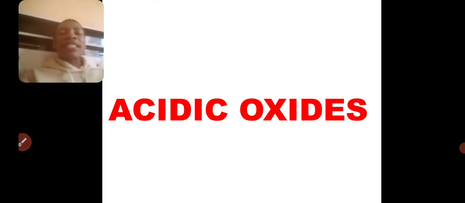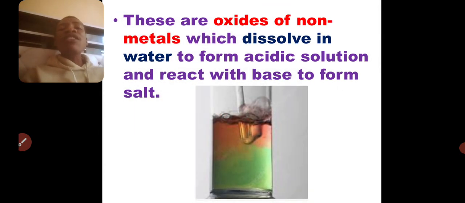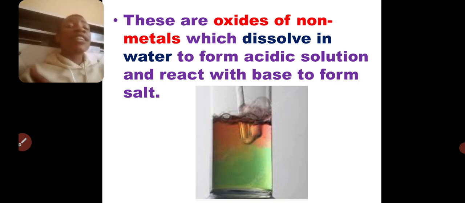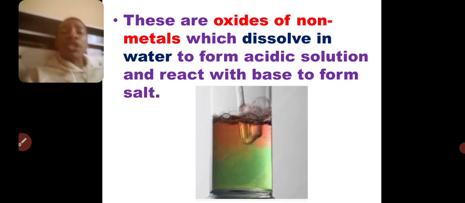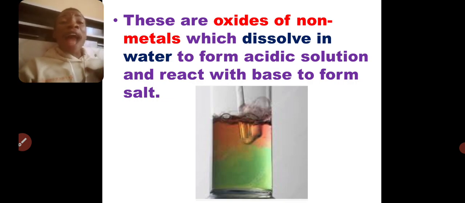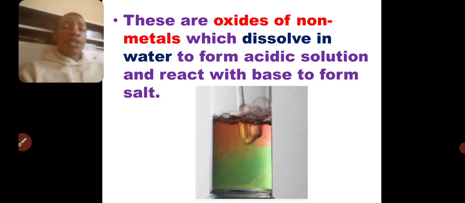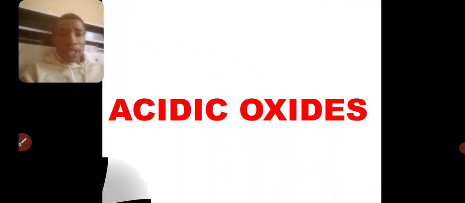So, acidic oxides. These ones are usually oxides of non-metals, unlike basic oxides that are oxides of metals. And this acidic oxide dissolves in water to form an acidic solution. Almost all acidic oxides are soluble in water, and when they dissolve in water, they turn the water to an acidic solution, and sometimes they also react with bases to form salt.